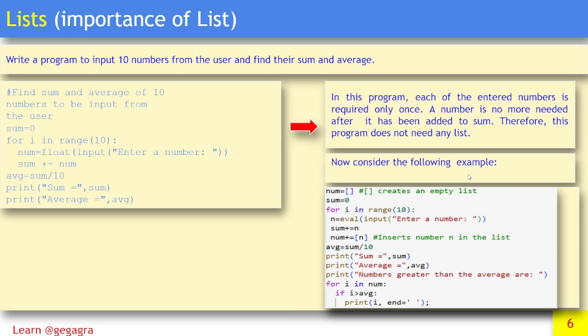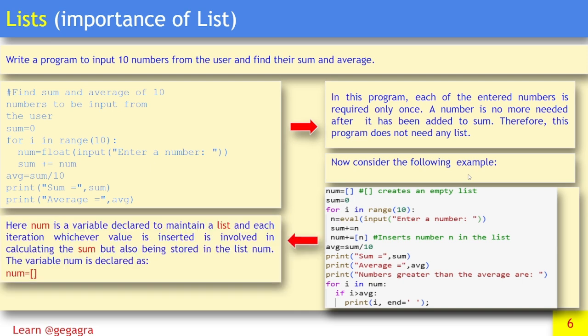Next, here num is a variable declared to maintain a list, and in each iteration whichever value is inserted is involved in calculating the sum, but is also being stored in the list num. The variable num is declared as num is equal to square brackets. So this list will hold all those values, and whichever value is greater than the average of all those numbers will be printed here. So this is how we can say this is the need of the list.